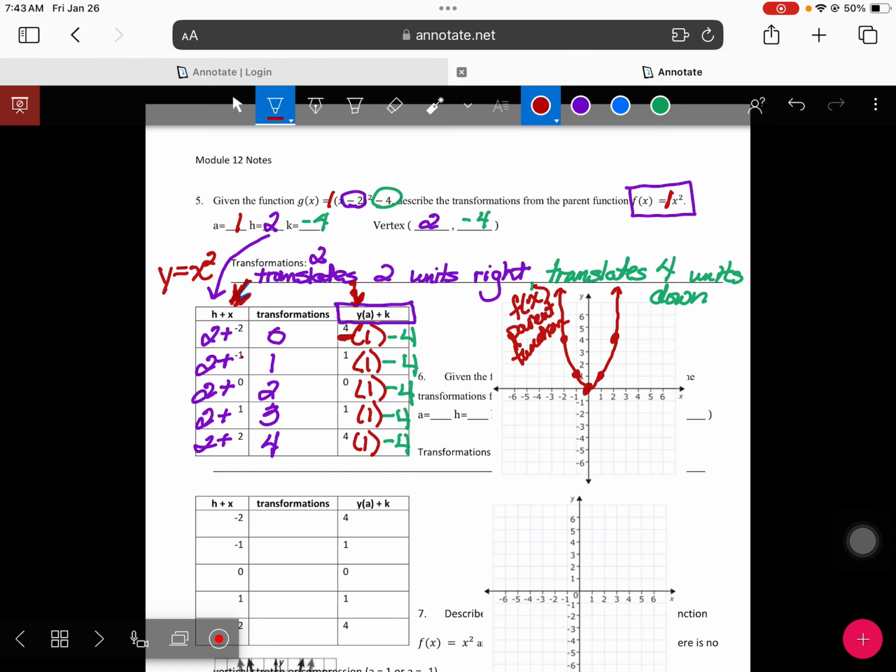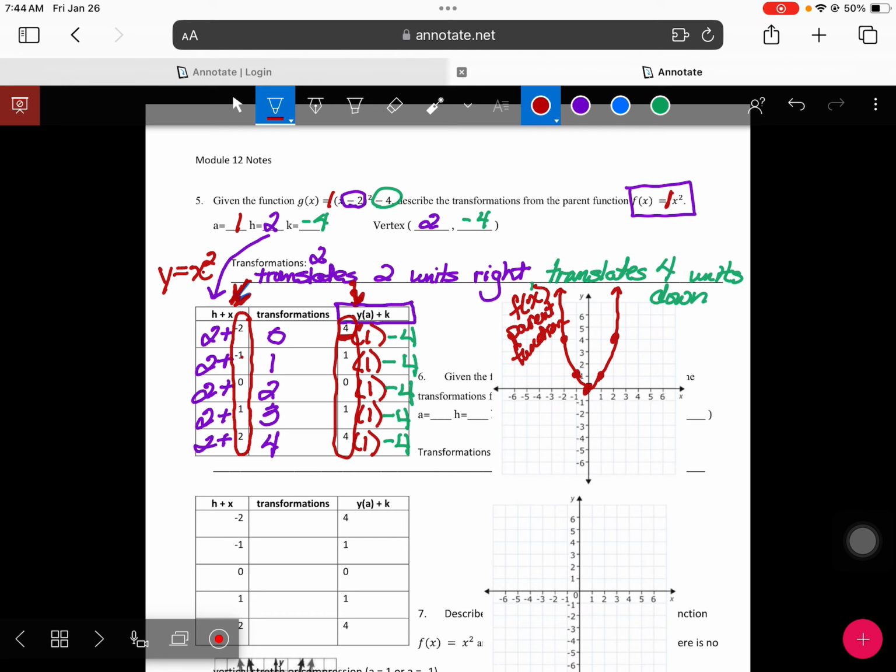So your parent function is never going to change. It's always going to have a vertex of 0, 0. It's always going to have points 1, 1, negative 1, 1. And it's always going to have 2, 4, and negative 2, 4. Okay? You're always going to start with your Fab 5, negative 2 to 2. And then you can substitute these in to get your y values.